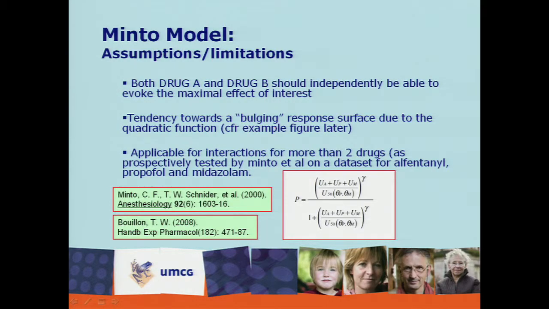The big problem of the Minto model, which is described in many words on this slide, is that it also wants you to show some synergistic interaction. So you have a kind of a bulging effect in your model, which might sometimes result in some problems while you're modeling.